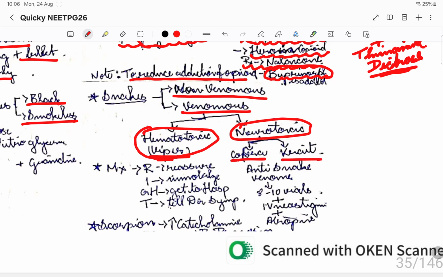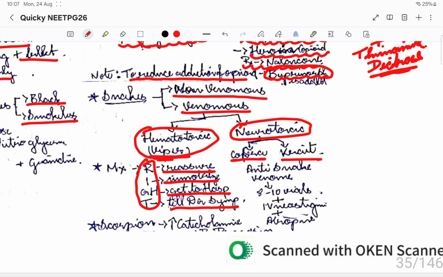Okay, so what is the management? If it happens somewhere outside the hospital, and it always happens outside the hospital, right? So the protocol that we all should follow and everyone should be taught is the RIGHT procedure. Okay, RIGHT stands for reassure them, immobilize, and get to the hospital and tell the doctor all the symptoms. So this is the protocol that everyone has to be taught.